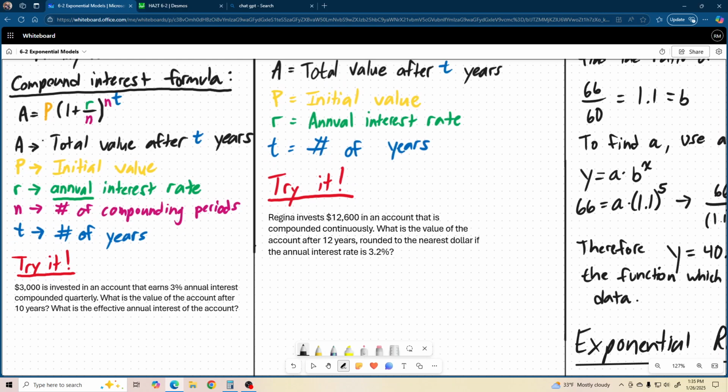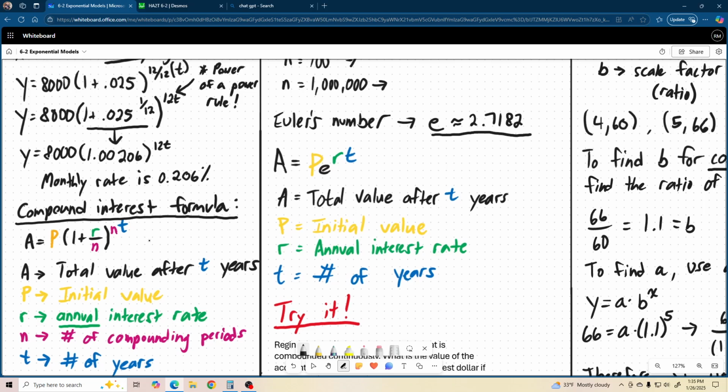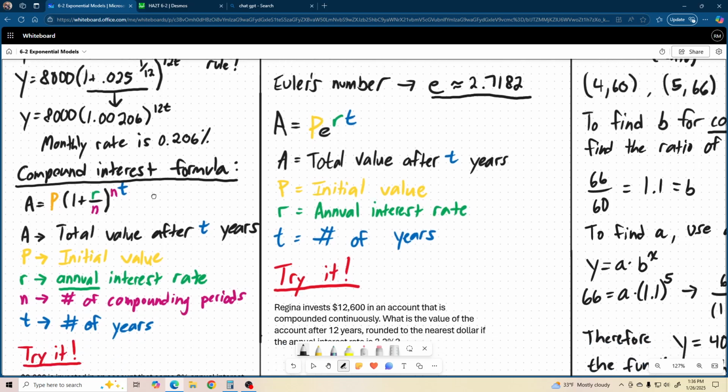All right. So we have A equals P times the quantity 1 plus R over N to the power of N times T. Okay. And if you look up here, it's the same thing that we did, right? We broke the N up into being multiplied by the T and being over our rate, which in this case would just be this, right? You'll see how it works out.